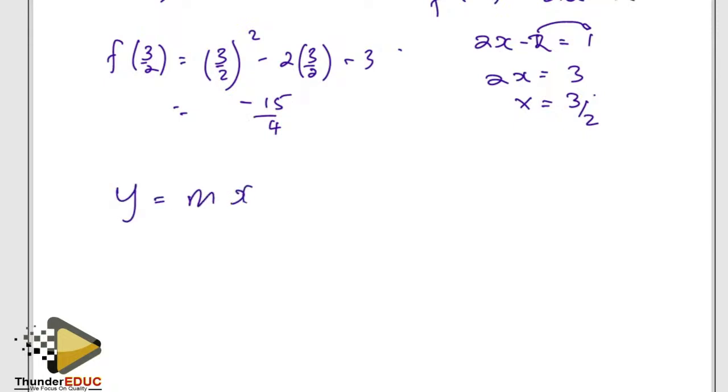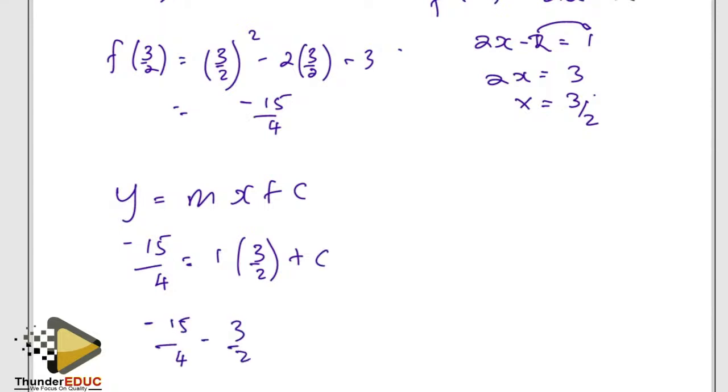Y is equal to mx plus c. Remember, we agreed that the gradient has to be 1. So negative 15 over 4 is equal to 1 into 3 over 2 plus c. I'll move this that side. Negative 15 over 4 minus 3 over 2 is the same as c. My c is becoming negative 21 over 4.